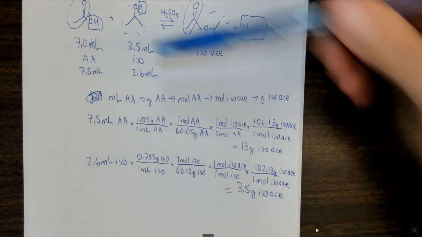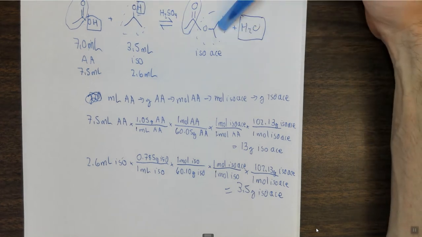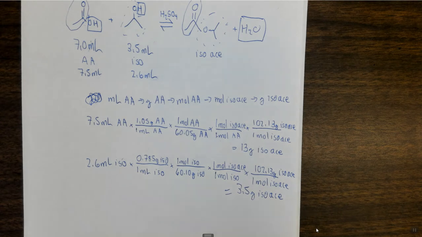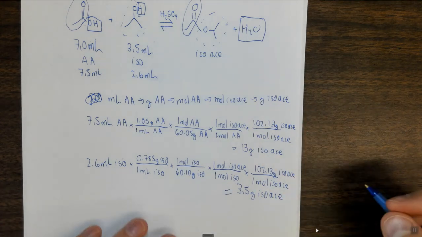So we use one reactant in excess to drive the reaction to the products because it's reversible. Now that we have an idea of what we're doing, like what we're mixing together and how much of it, let's look at the mechanism of this reaction, what's actually going on.